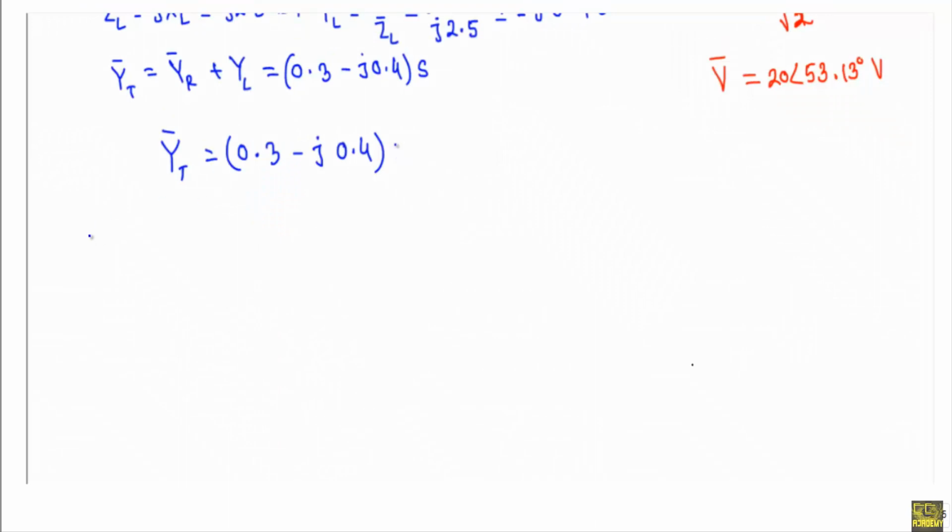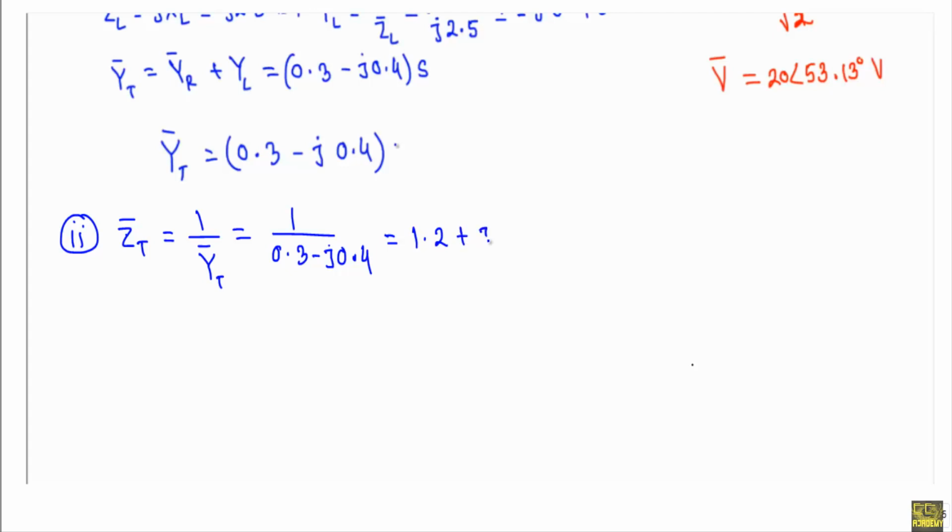Now see, after that we have to calculate the total impedance of the circuit. We know that the total impedance ZT is the reciprocal of the total admittance. So ZT will be equal to 1 over YT. Here YT is equal to 0.3 minus J0.4. 1 over 0.3 minus J0.4, which will be equal to 1.2 plus J1.6 ohm. So in the circuit the total impedance is 1.2 plus J1.6 ohm.